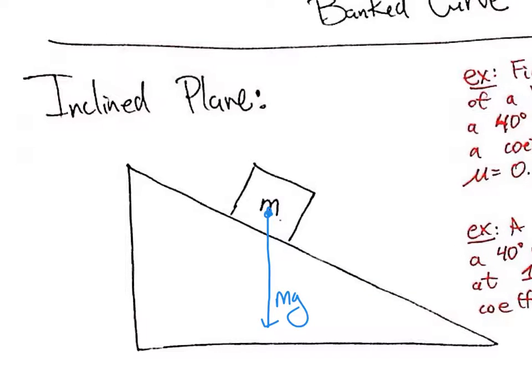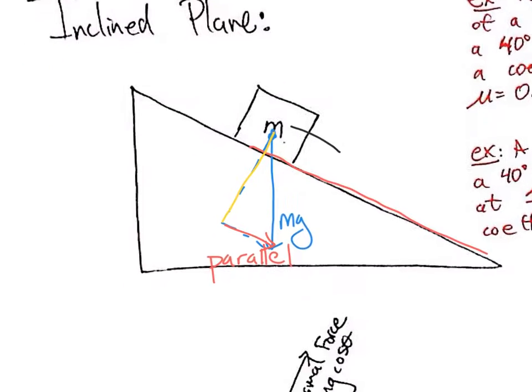The weight pulls straight downward, so we break that down into components. This is called the parallel component because it's parallel to the surface of the plane. And then this is called the perpendicular component for the same reason. With the free body diagram, I have it drawn right here.